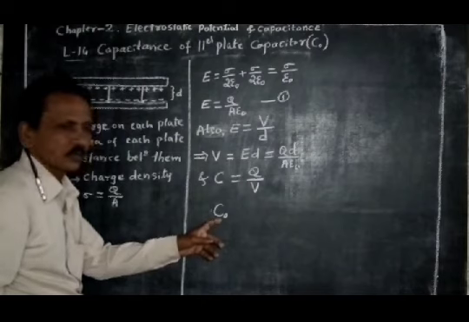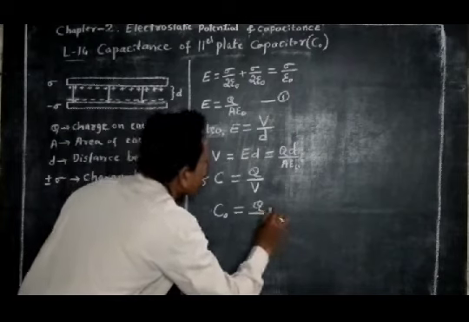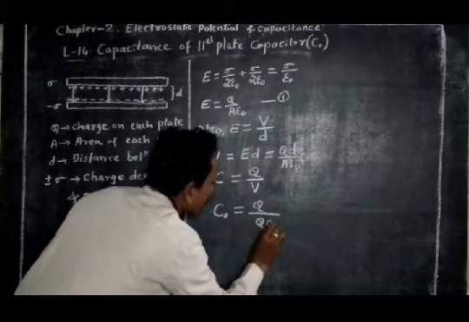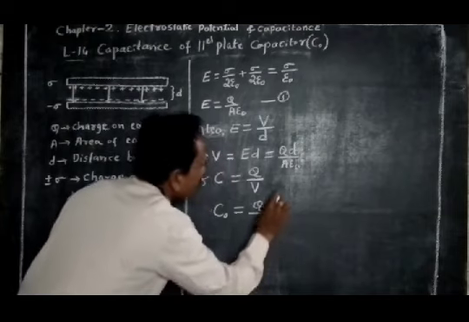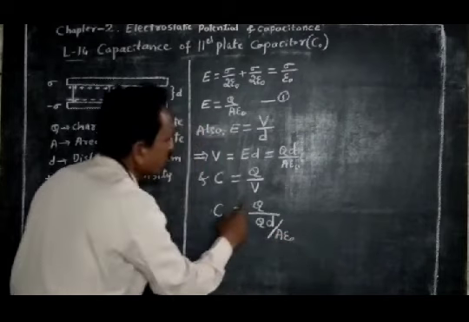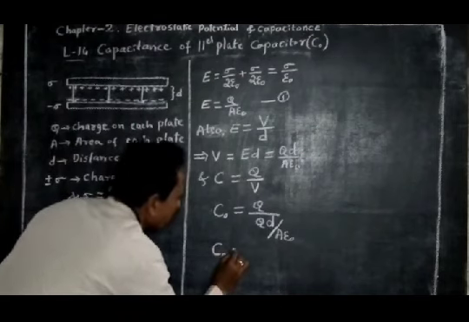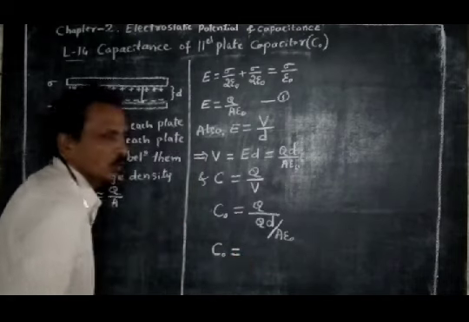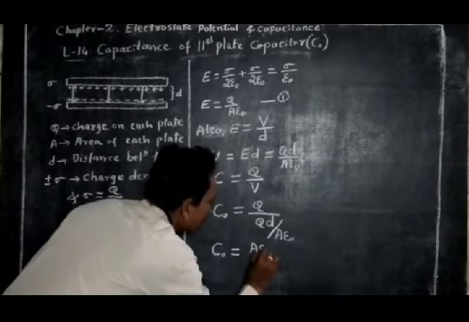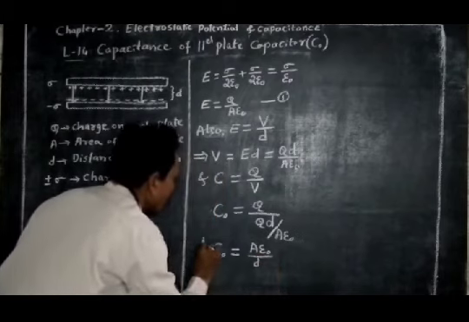Thus, C naught is equal to Q upon the potential difference, QD upon A epsilon naught. Here Q gets cancelled. Therefore, C naught, that is the capacitance of a parallel plate capacitor with air medium, is A epsilon naught upon D.